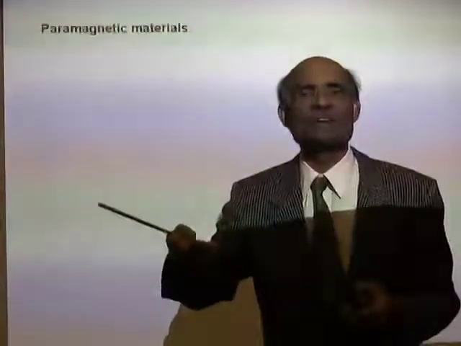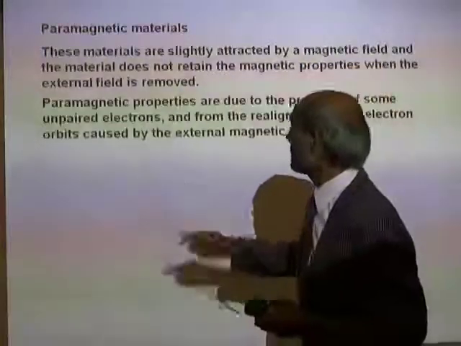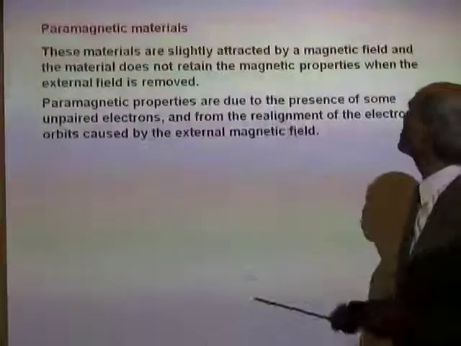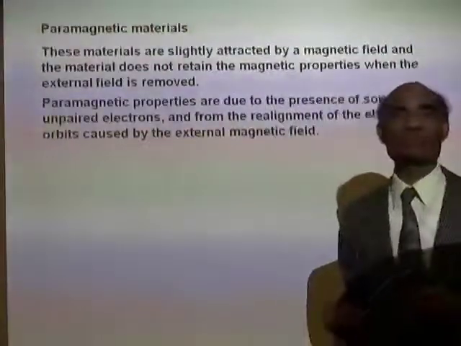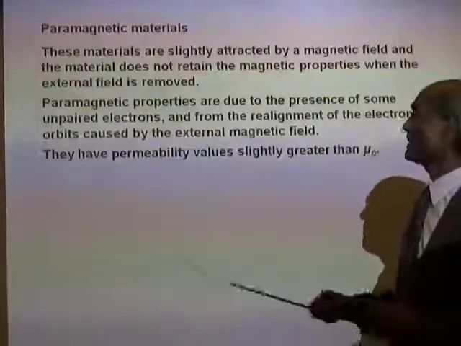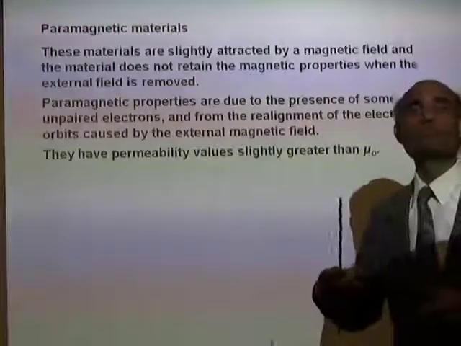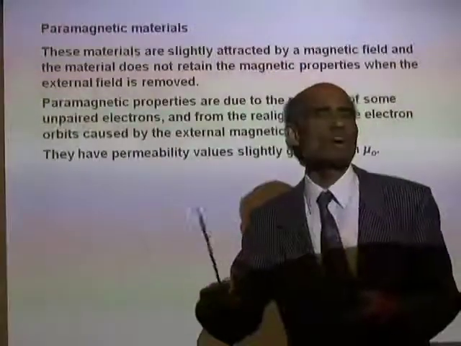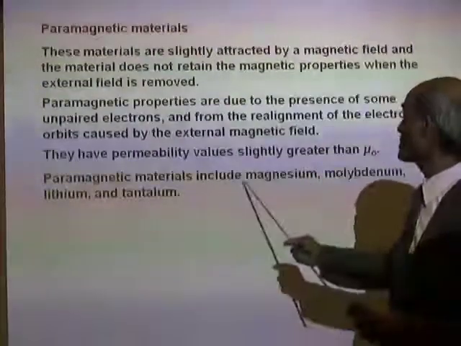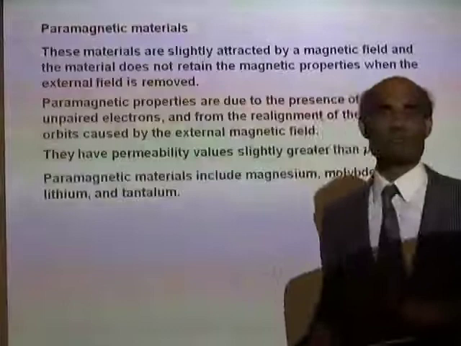What are paramagnetic materials? Well, these are materials which will respond to a certain degree, but the extent of magnetization is not very strong. Now, the paramagnetic properties are again due to the presence of some unpaired electrons and from the realignment of the electron orbits caused by the external field. And they have permeability values slightly greater than mu0, the permeability of free space. Not very strongly magnetic. And these materials include magnesium, molybdenum, lithium, and tantalum, and so on.